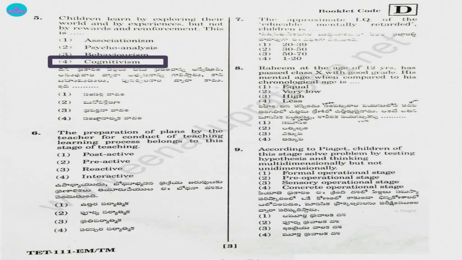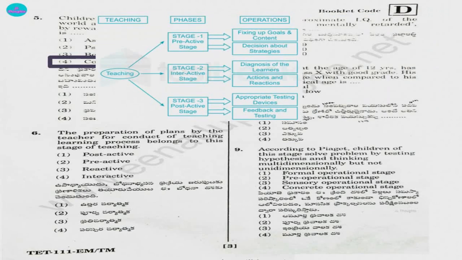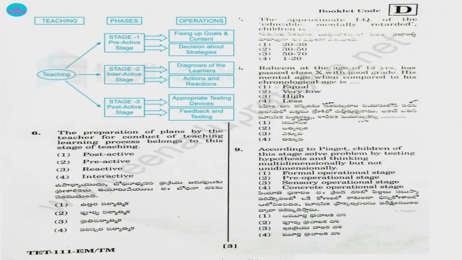Question number 6. The preparation of plans by the teacher for the conduct of the teaching learning process belongs to this stage of teaching. Option 1, post-active, 2, pre-active, 3, reactive, 4, interactive. In teaching, there are 3 stages: pre-active stage, interactive stage and post-active stage.